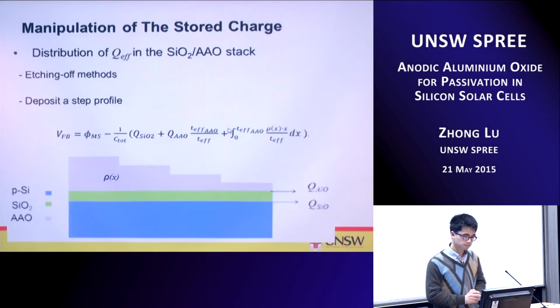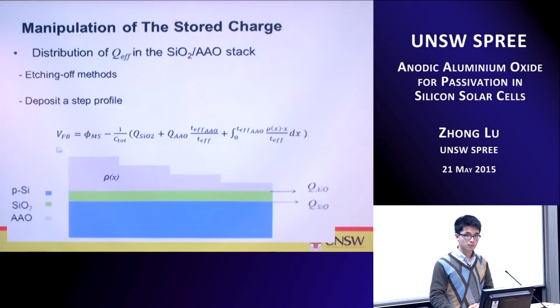And based on theory, the flat band voltage of this MOS structure can be given by this expression. And if you take a closer look, it's a function of the thickness of this layer. So here we propose a stored charge model where you have a bulk stored charge in the AO volume, and you have a fixed interface charge between the AO and the silicon dioxide, and then you have a fixed interface charge between the silicon dioxide and the silicon.